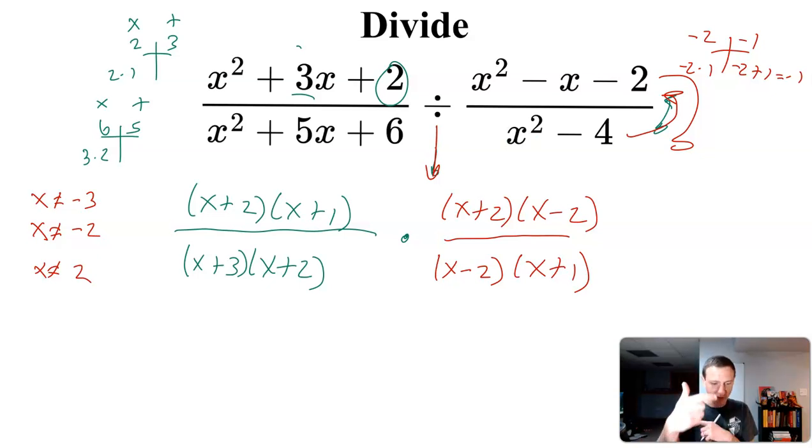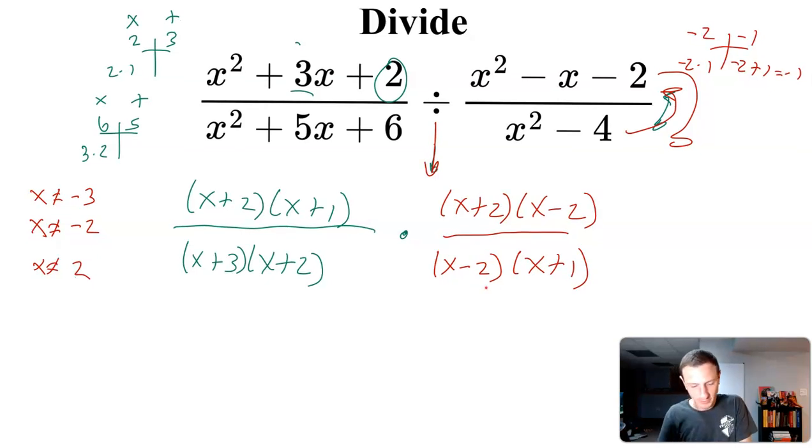And then I have to keep in mind what values would zero out my denominator in my new problem, that I changed from division to multiplication and flipped. So x cannot equal positive 2, which I already noted. Yeah, I already noted that, sorry. And then x cannot equal negative 1.